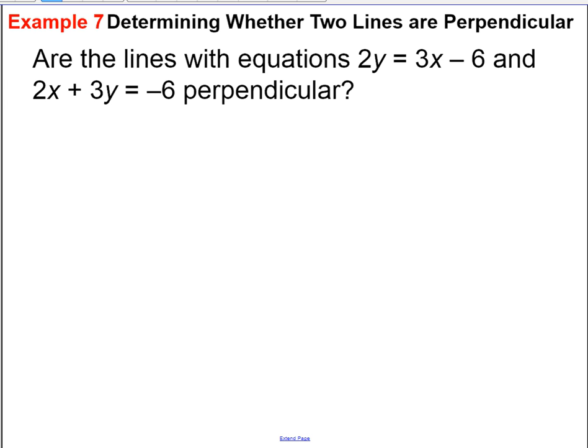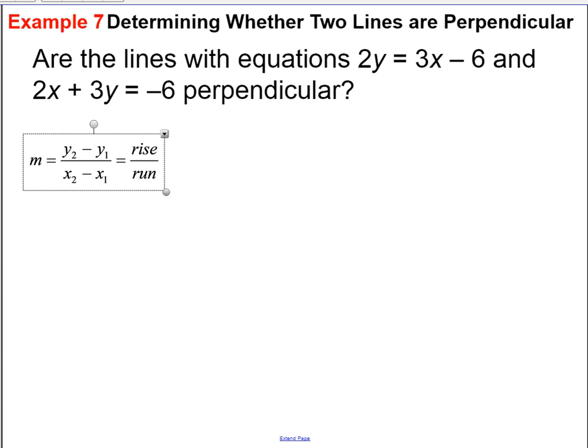All right, let's look at our next example. Are the lines with equations 2y equals 3x minus 6 and 2x plus 3y equals -6 perpendicular? In order for the lines to be perpendicular, their slopes need to be opposite reciprocals. We're going to find two points on the first line and two points on the second line and use the slope formula for both of those to determine if they are perpendicular.